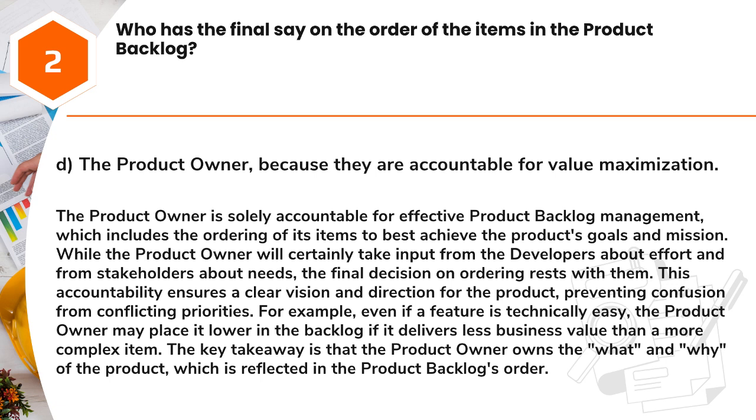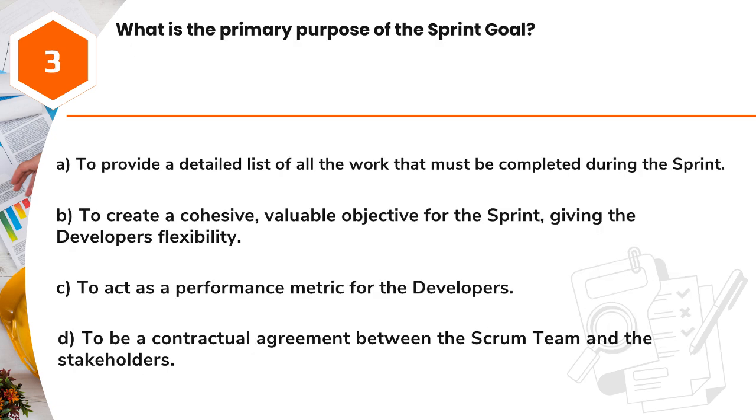This accountability ensures a clear vision and direction for the product, preventing confusion from conflicting priorities. For example, even if a feature is technically easy, the product owner may place it lower in the backlog if it delivers less business value than a more complex item. The key takeaway is that the product owner owns the what and why of the product, which is reflected in the product backlog's order.